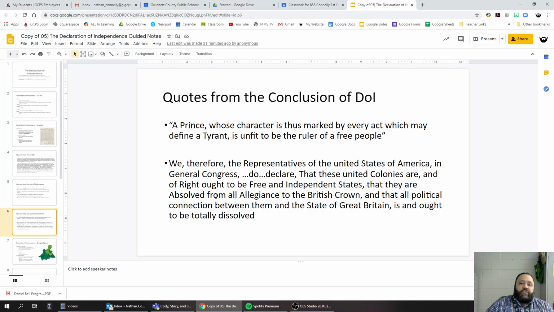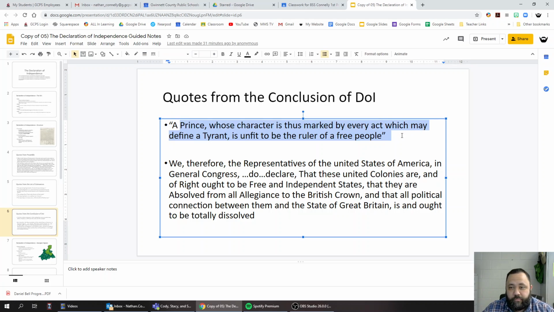And this is where you start to see some of the most radical language of the time, of this document. Especially coming from the perspective of a citizen, or a group of citizens, who've lived under monarchy for generations. And it says, a prince whose character is thus marked by every act which may define a tyrant is unfit to be the ruler of a free people. So basically they're calling the king a tyrant, which won't make you friends with the king. And is saying that because he's a tyrant, he's not allowed to lead.